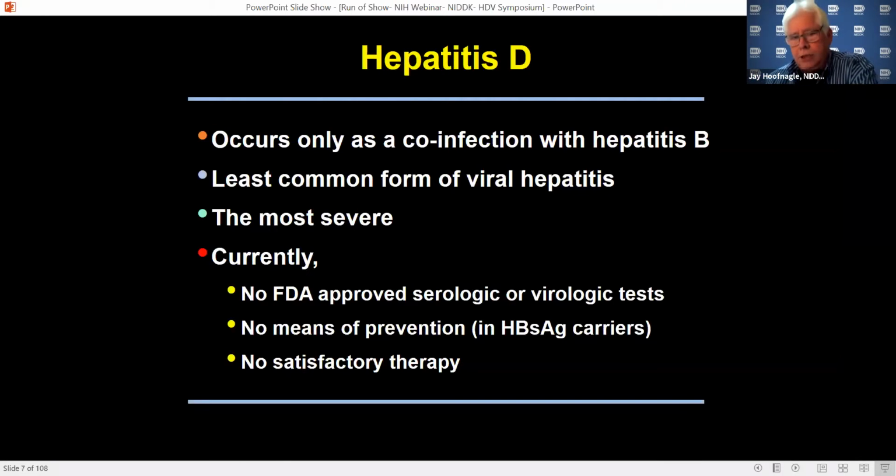So Delta hepatitis, really as shown by this group early, occurs only as an infection, a co-infection with hepatitis B. It's the least common form of viral hepatitis, but the most severe. And currently, as I pointed out, there are no FDA officially approved serological or virological tests, the things that we need very much to deal with this disease. There's no way of prevention, at least in people who are carriers, and there's no satisfactory therapy.